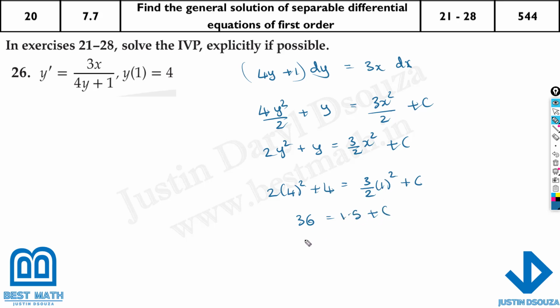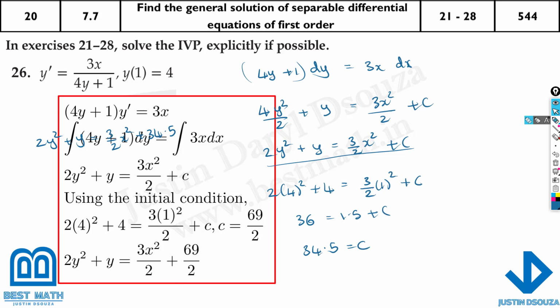So I'll take this to the other side. It's going to be 34.5 is equal to c. So that is the c value. So what you can do is you can just write it out over here in this equation, the simplified one: 2y squared plus y. See, we have all in terms of y. We have done explicit differentiation. Explicitly we have solved it. So that's fine: 3 by 2 x squared plus 34.5. That must be the final answer.